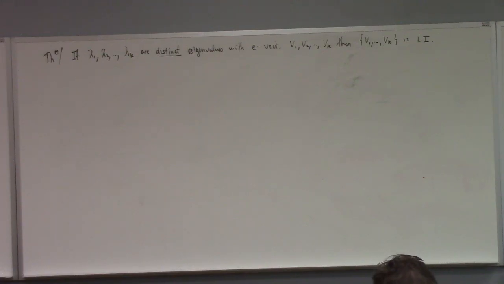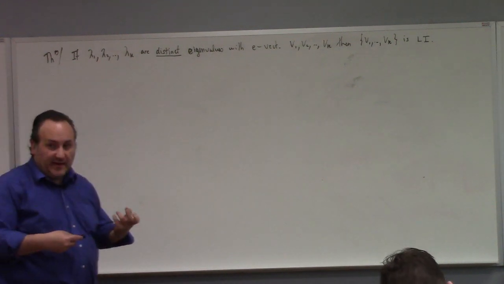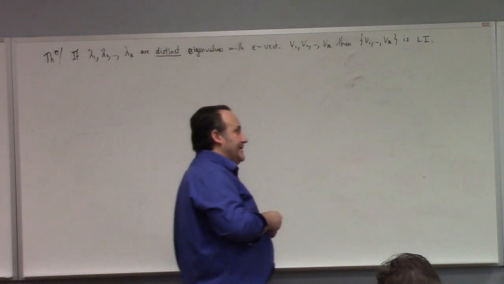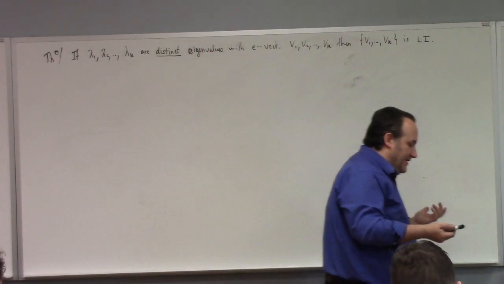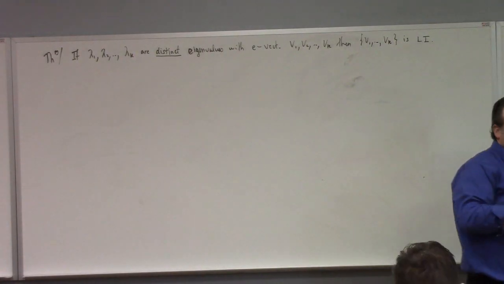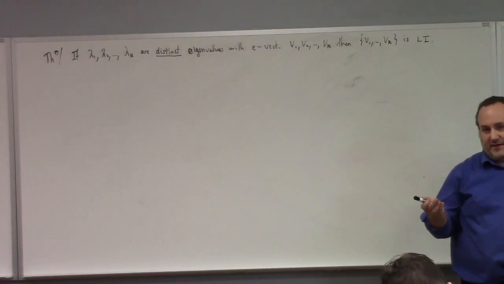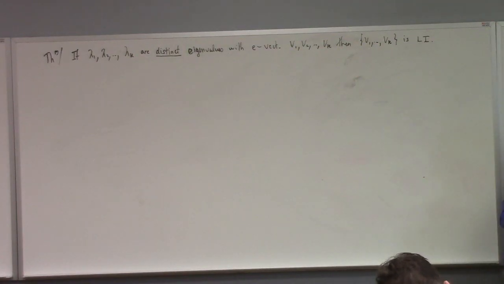So, for example, if you have n distinct eigenvalues for your n by n matrix, then it's diagonalizable. Because if you have n eigenvalues, they're distinct for an n by n matrix. That means you have n linearly independent eigenvectors. Then you've got an eigenbasis. So that's one nice thing.